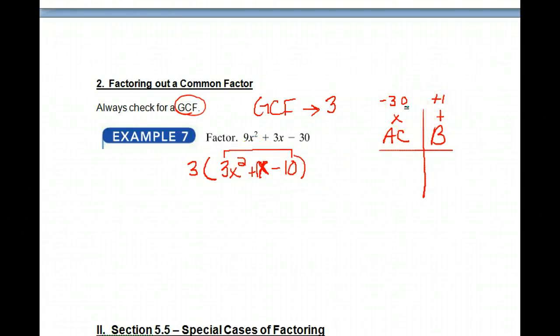I would like you to go ahead and finish this problem for me. And your 3 out front is just going to keep on coming down for the ride all the way to the end. Don't worry about it. Just keep it down in front of your parentheses. It's just going to be part of our answer. Go ahead and pause the recording. As soon as you're ready, hit play and we'll check your answer.